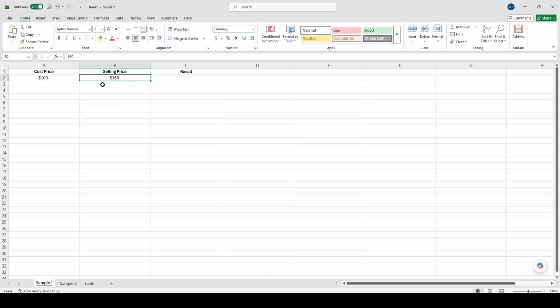Once those values are in place, the next step is to calculate the profit and loss percentage. Click on an empty cell where you want the result to appear. In this example, use cell C2. In that cell, type the formula exactly as follows: equals, open parenthesis, B2 minus A2, close parenthesis, divided by A2. Written out, the formula is equals, open parenthesis, B2 minus A2, close parenthesis, divided by A2.